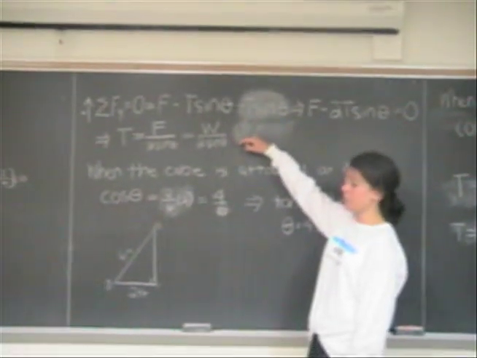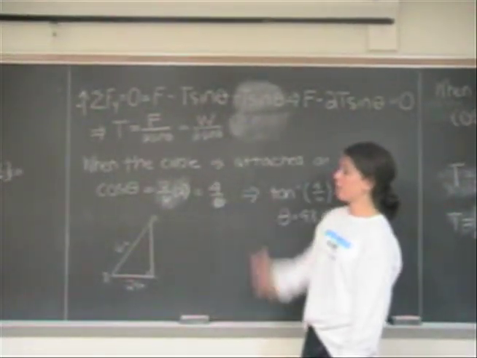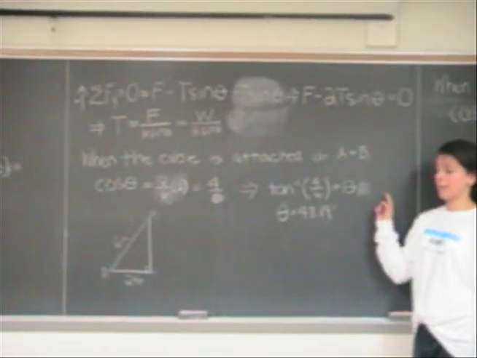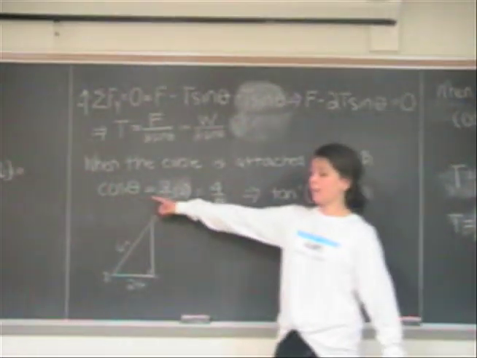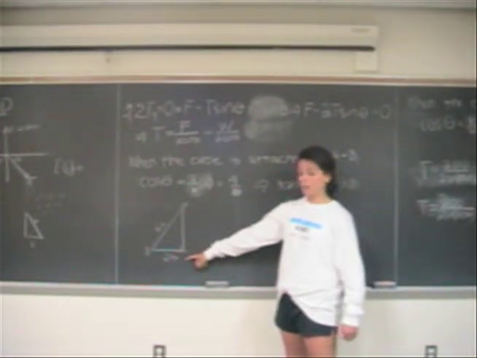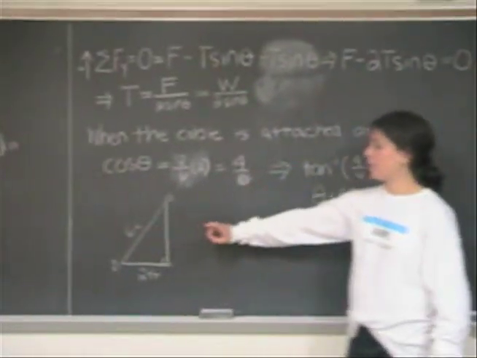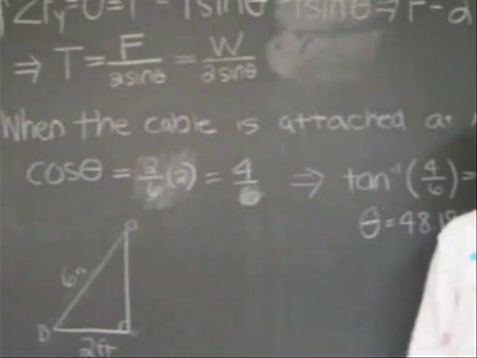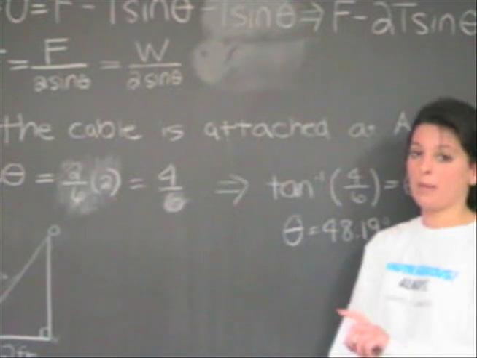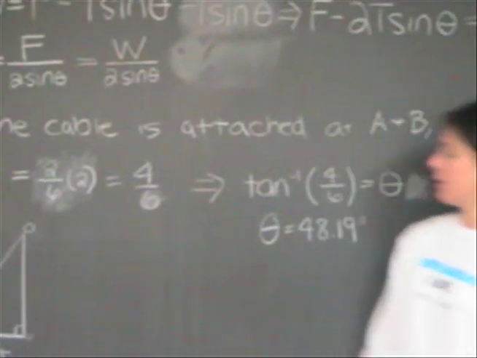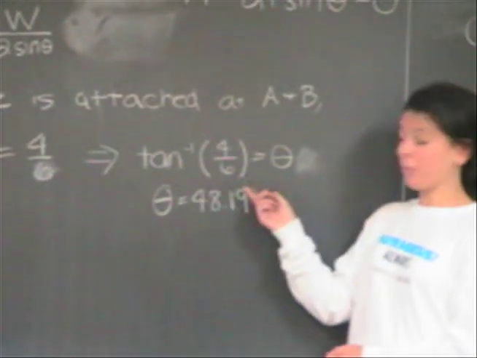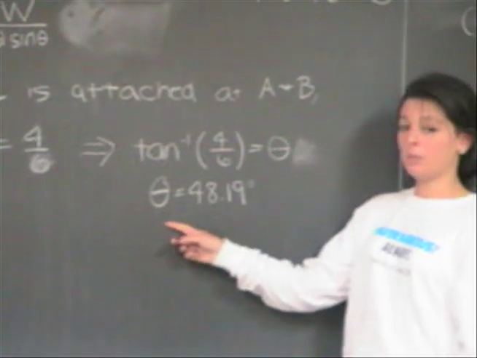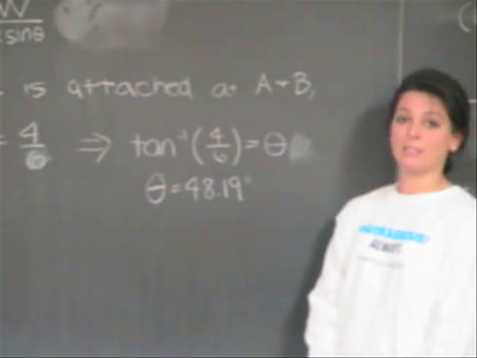The next step is to solve for the angle so that we only have one variable. When the cable is attached at A and B, the cosine of the angle equals 2/6. You then multiply this fraction by 2 because there is both an angle at point A and at point B, which is equal to each other. Then the arctan of 4/6 gives you the angle, so using this equation, the angle equals 48.19 degrees.